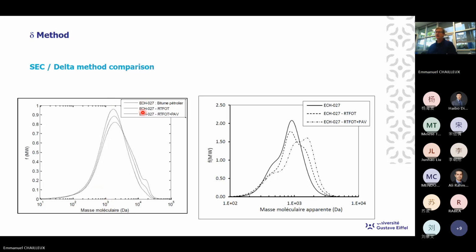And we rank our materials in the same way. But of course, the distribution is wider using the size exclusion chromatography method in comparison to the theoretical distribution calculated from linear viscoelastic measurement. That's why we call this distribution an apparent distribution. It's an apparent distribution coming from the linear viscoelastic measurement.